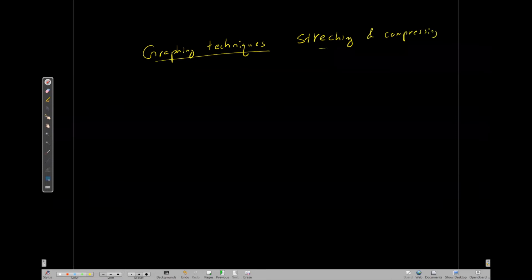Today we are going to talk about, again, graphing techniques. The last technique is stretching and compressing. Now it can be vertical stretch, vertical compress, or horizontal stretch, horizontal compress. So four things. A little bit complicated, but let me break it down.